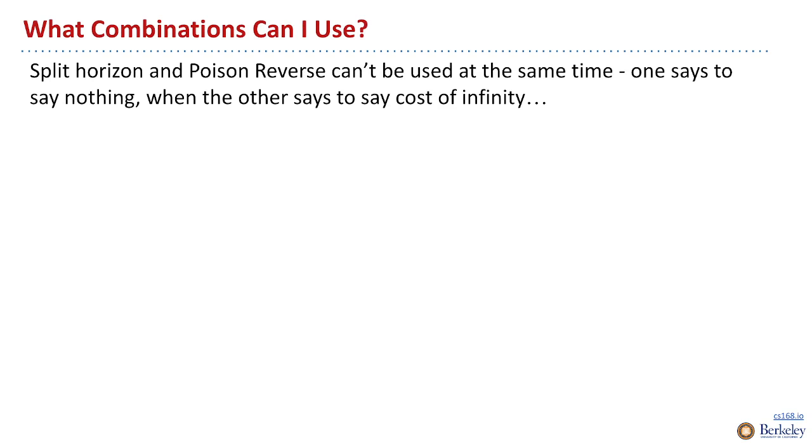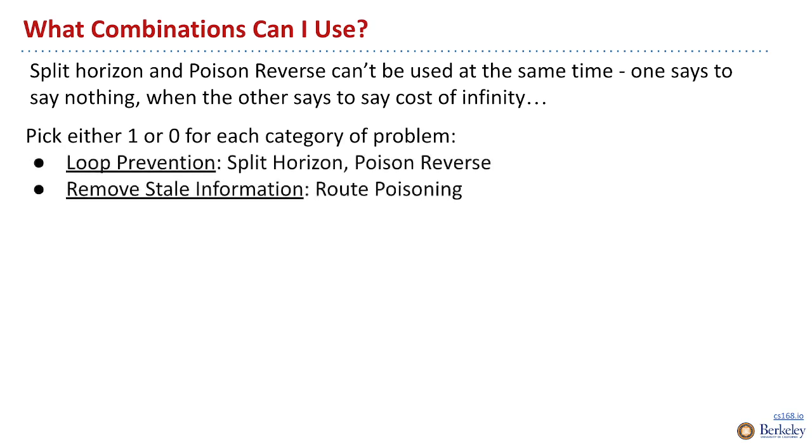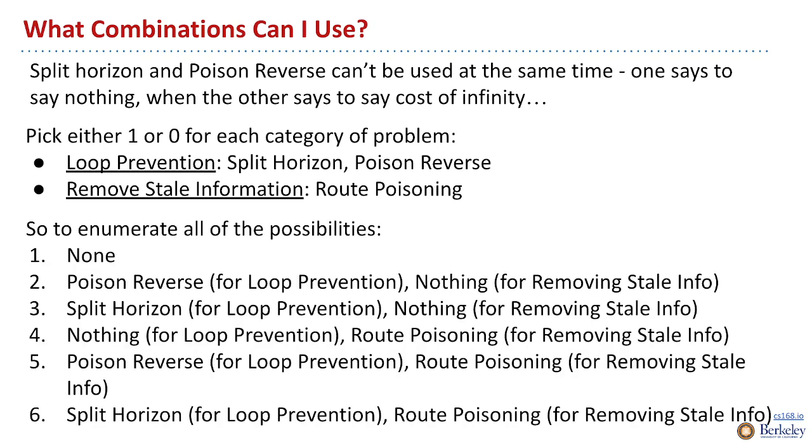You can't use split horizon and poison reverse at the same time, because they conflict. One says, say nothing, and the other says, say cost infinity. And so your options are, for these two classes of problems, pick one of these solutions or none. To be really precise or pedantic, these are all the options you have, where you pick either split horizon, poison reverse, or nothing, and route poisoning, or nothing.